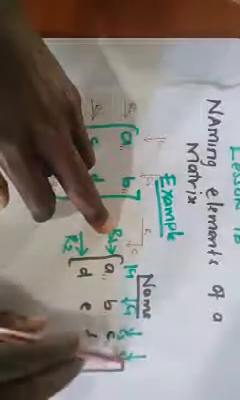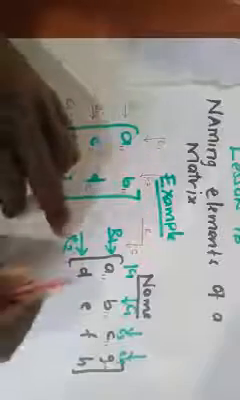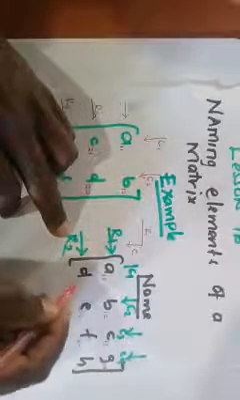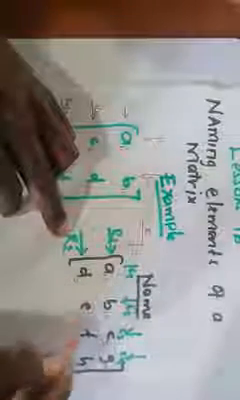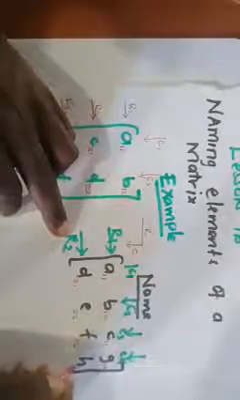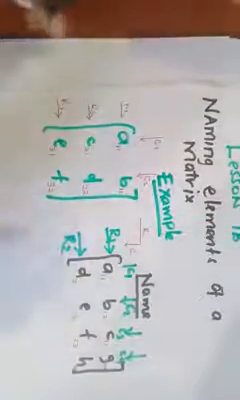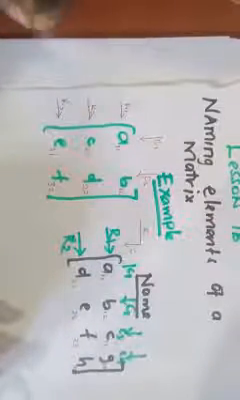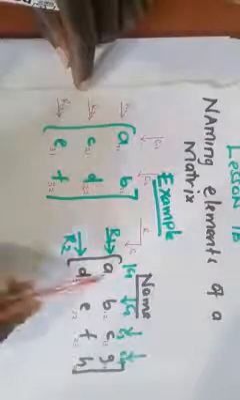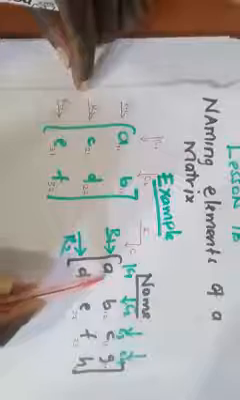Row 1, column 4. What about element D? Element D is in row 2, column 1. What about E? It is in row 2, column 2. This is 2, 3, and this is 2, 4, and so on and so forth. That is how we name the elements that make up a matrix. So whenever you see these numbers, they simply mean the first number shows the row, the second number shows the column that element belongs to.